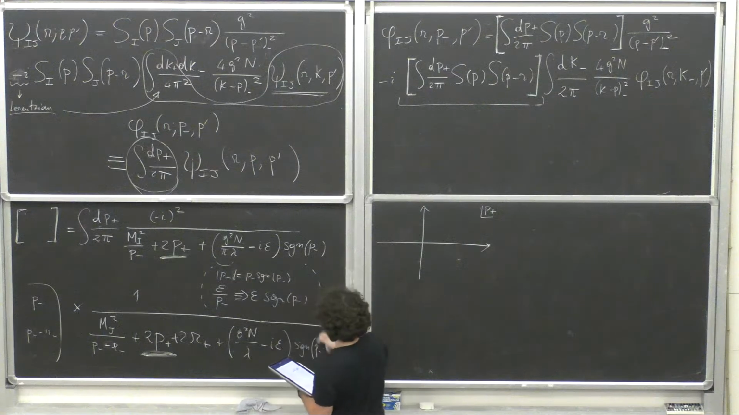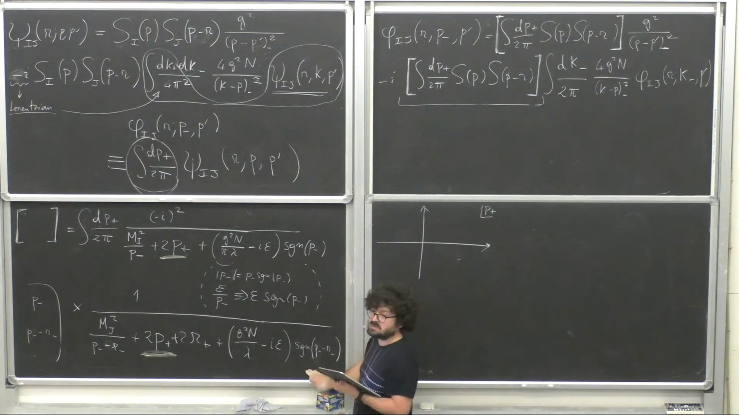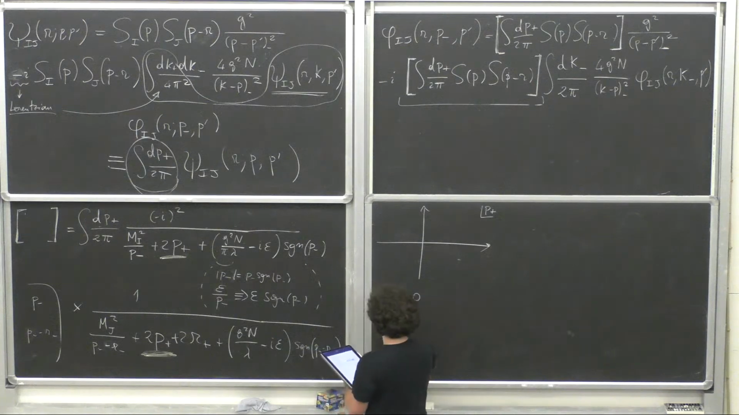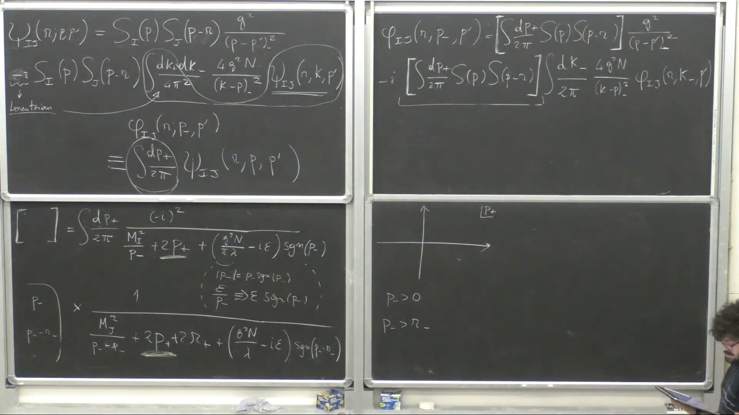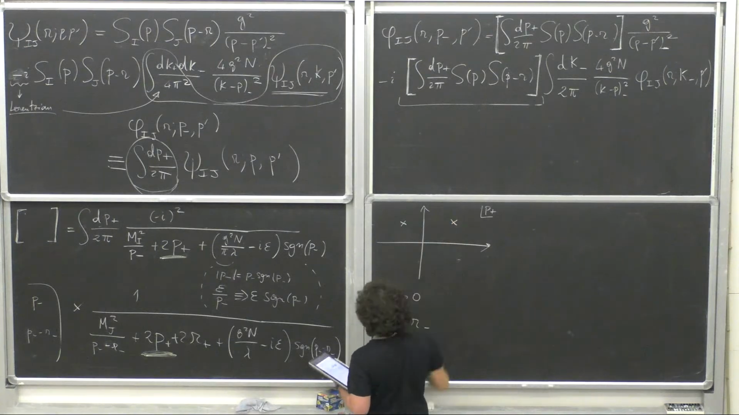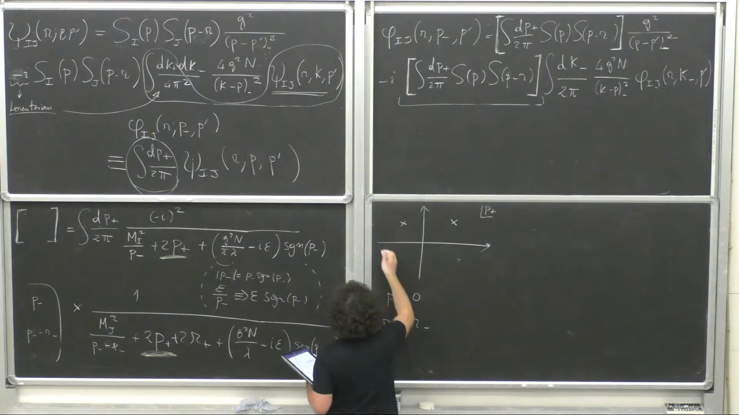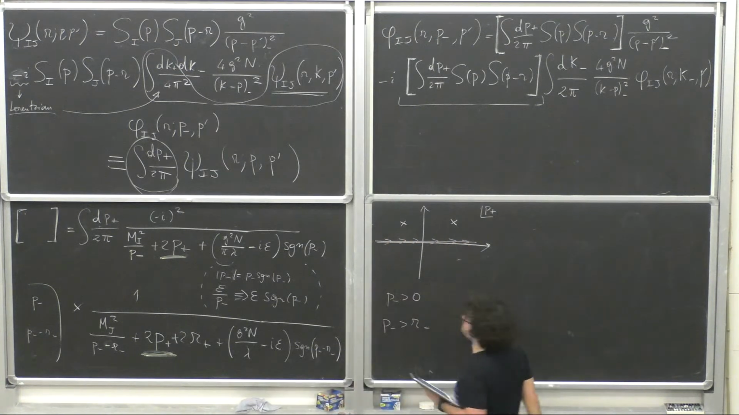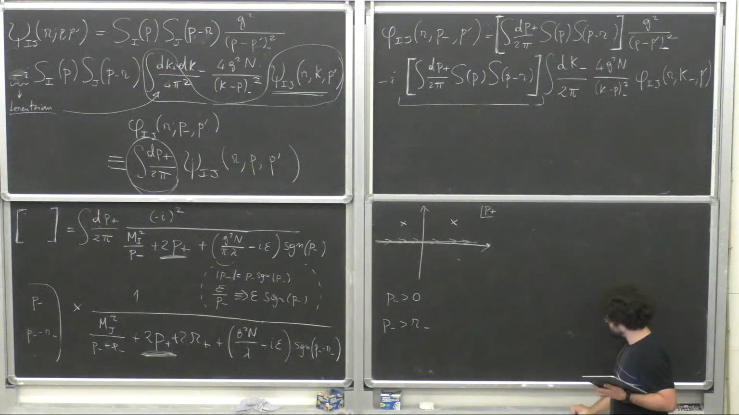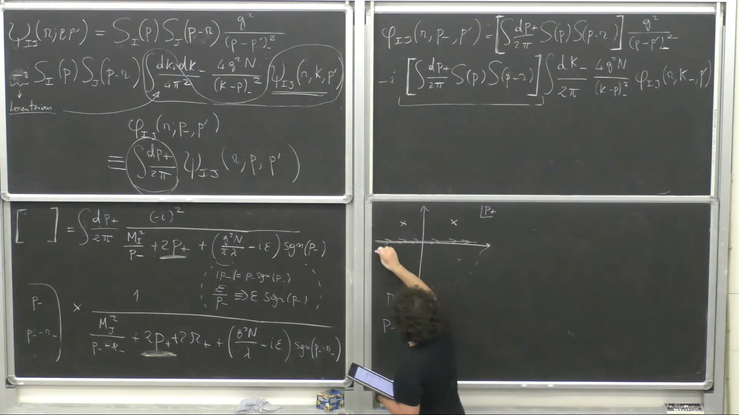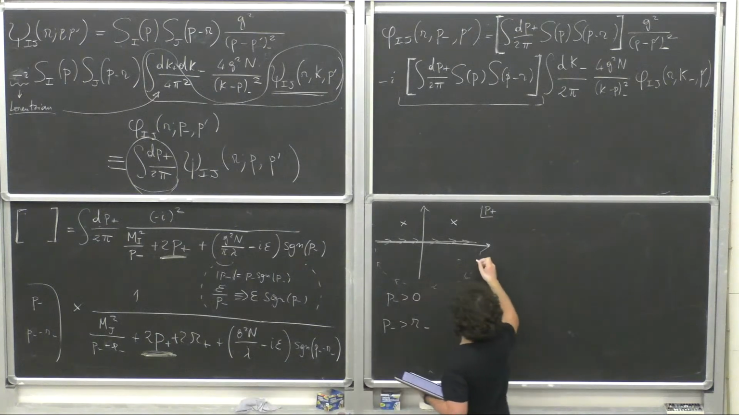I just need to look at, for instance, the case where this is plus and this is plus. If they're both plus, it means that p minus is bigger than 0 and p minus is bigger than r minus. Then both of these poles are in the upper half plane, and I'm integrating over here. So in this case, I'm just going to close the contour here and get a wonderful 0 as an answer.